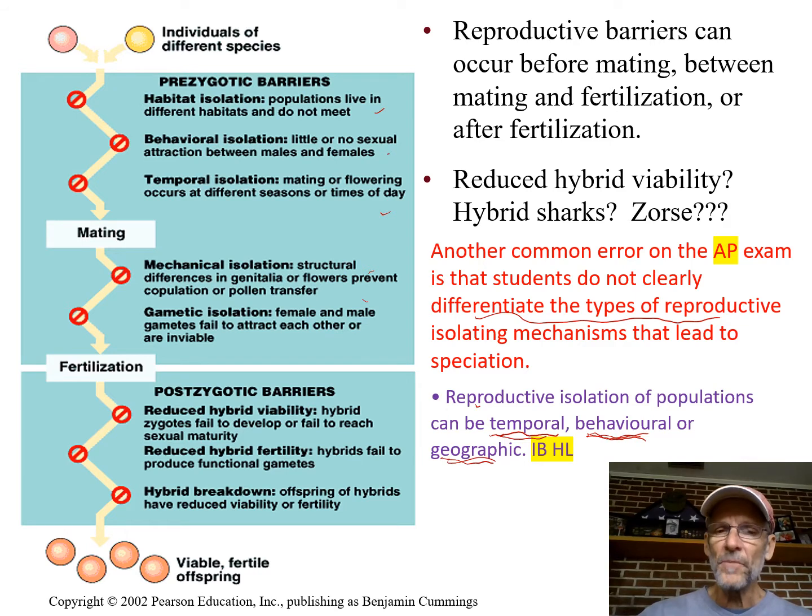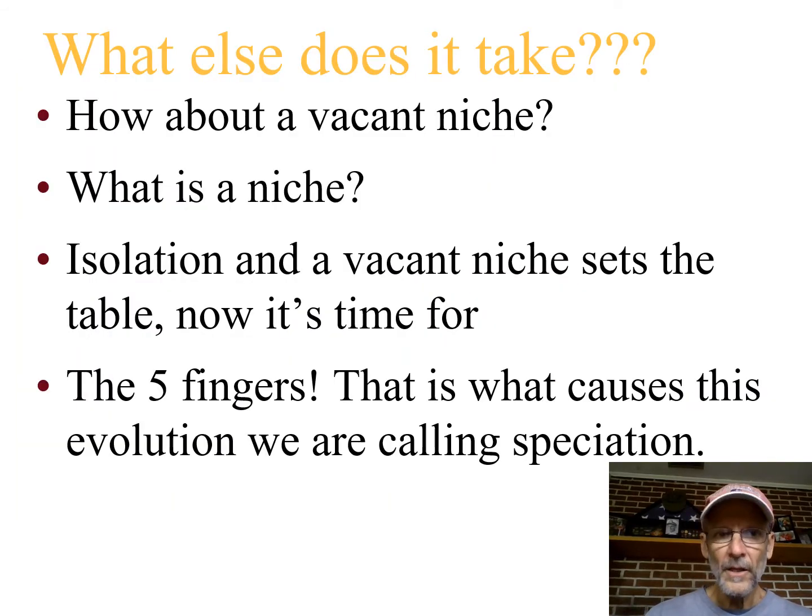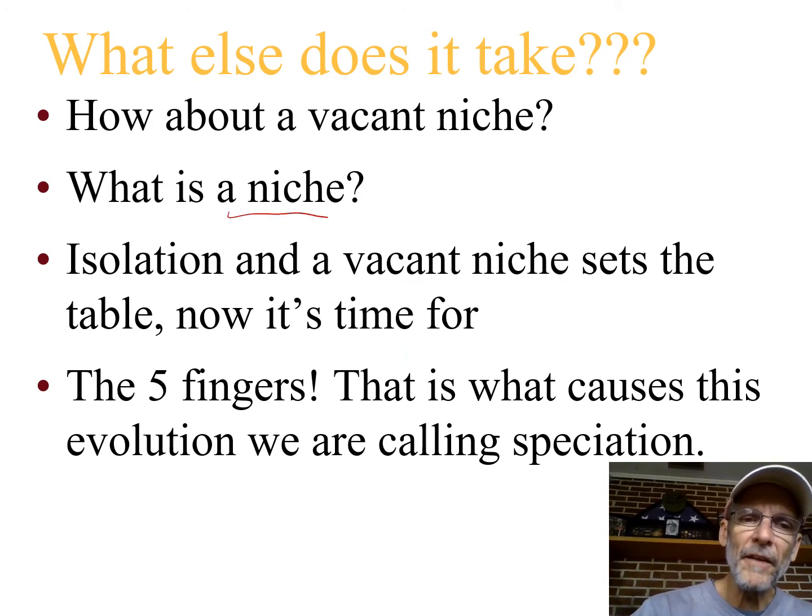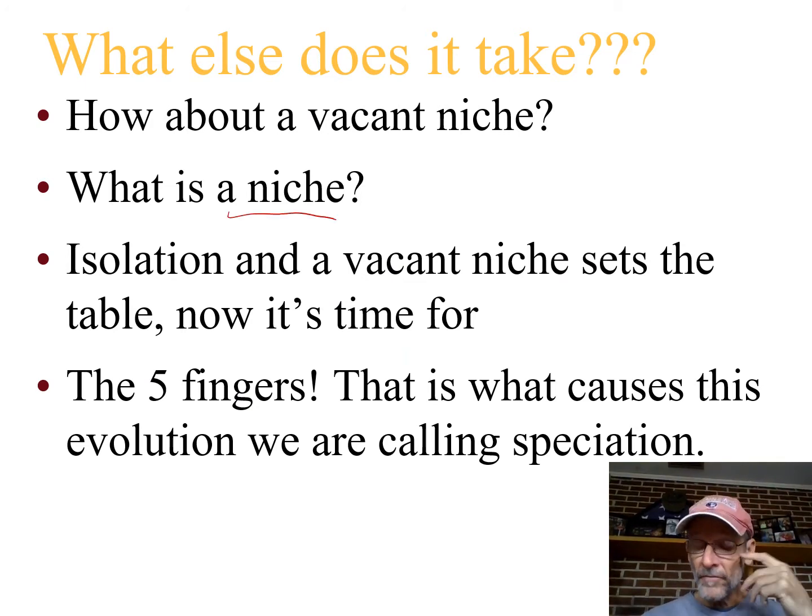is that they have to have different niches. A niche, by definition, is all of the interactions of a population of organisms with its environment. So it's not like a location. The correct word for the location where a population lives is its habitat. That's part of its niche.